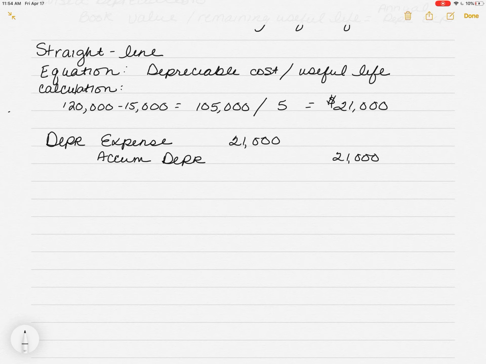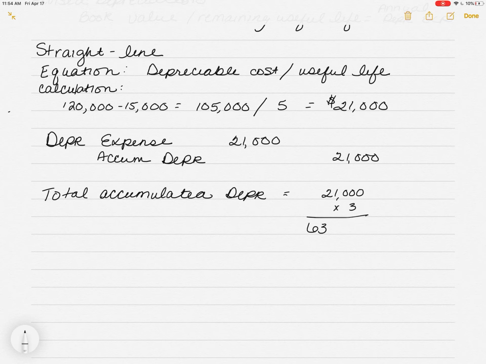When I look at the whole problem here, it's telling me that after 3 years I'm going to sell this piece of machinery. Therefore, I'm going to calculate my total accumulated depreciation at that point after 3 years. And since straight line is the same amount each year, I can just take that $21,000 times 3, and that's going to give me a total accumulated depreciation of $63,000.